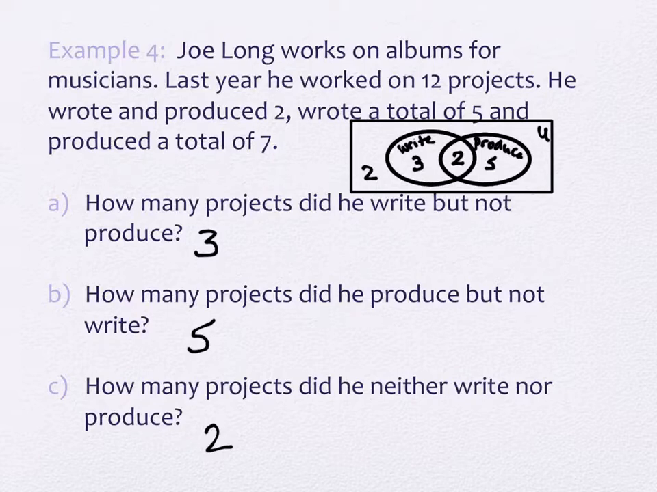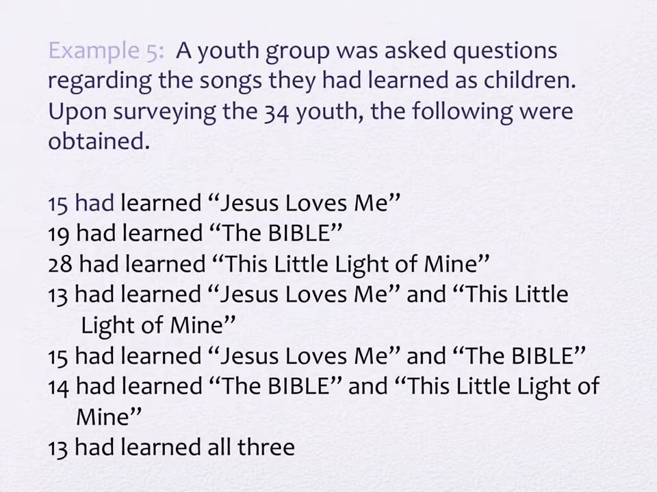All right, last one. This one becomes more complicated. The youth group was asked questions regarding songs that they had learned as children. Upon surveying the 34 youth, the following were obtained. 15 had learned Jesus Loves Me, 19 the B-I-B-L-E, 28 This Little Light of Mine, 13 Jesus Loves Me and This Little Light of Mine, 15 Jesus Loves Me and the B-I-B-L-E, 14 the B-I-B-L-E and This Little Light of Mine, and 13 had learned all 3.